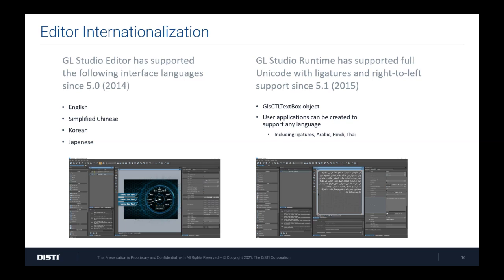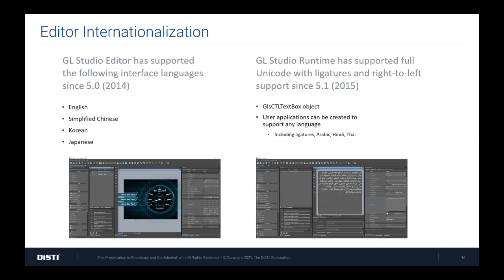In terms of runtime support for Unicode characters, we have supported full Unicode with ligatures and right to left since 2015. We've actually supported Unicode since before that, but full ligatures and right to left support was added in 2015, completing full Unicode runtime support. So what I'm mentioning here is the GLSCTL text box object. This allows you to render text in any language, including ligatures, languages like Arabic, Hindi, and Thai.